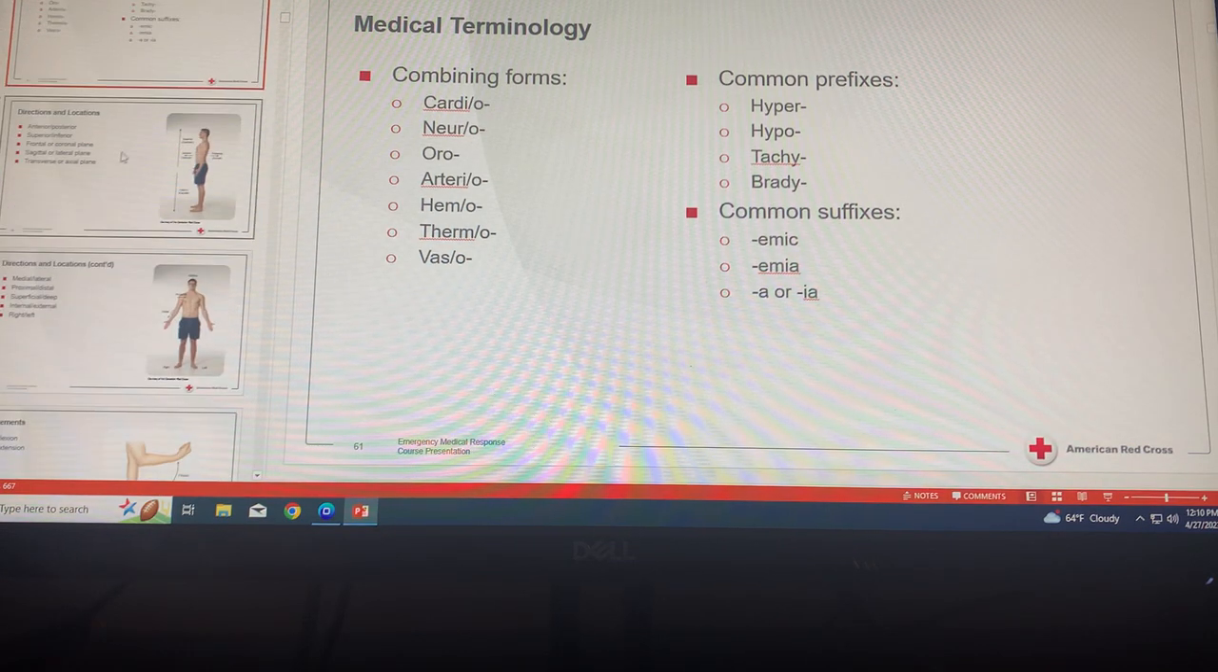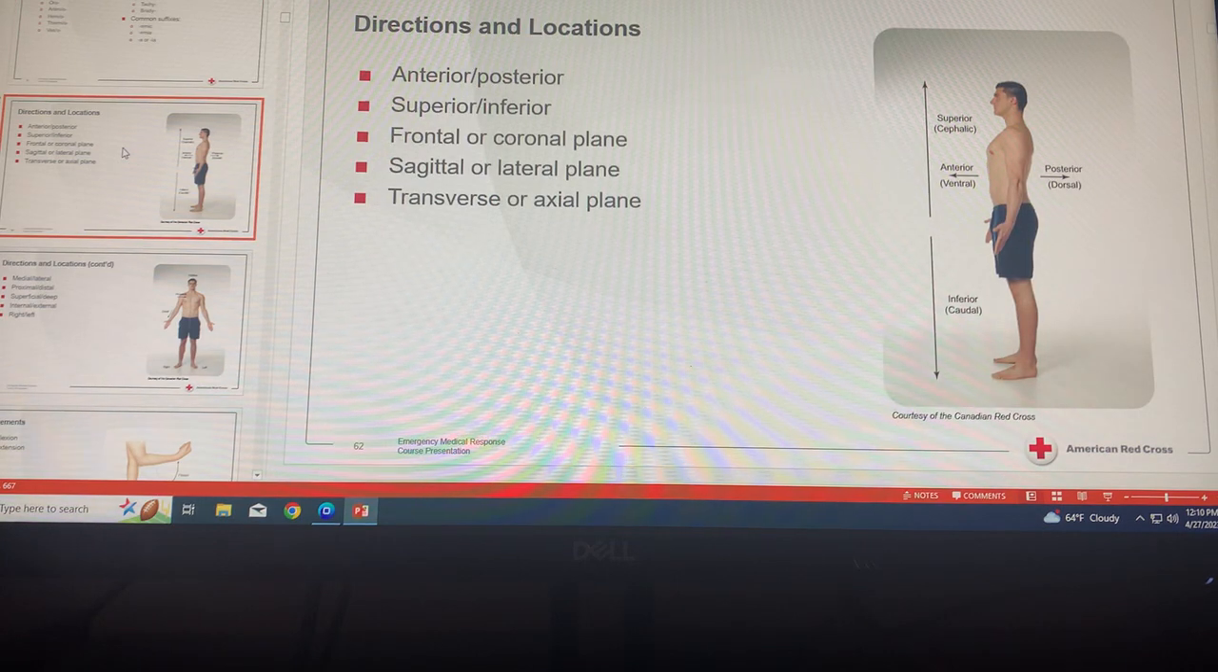Now, next slide, 62. Okay. Now we're going to talk about directions and locations. Anatomical terms. By knowing a few key locations of structures and how to describe them, you can more accurately recognize a serious injury or illness and communicate with other emergency medical services personnel about a patient's condition.